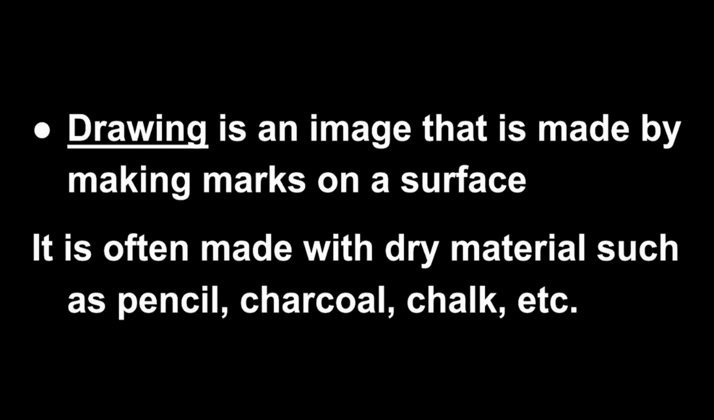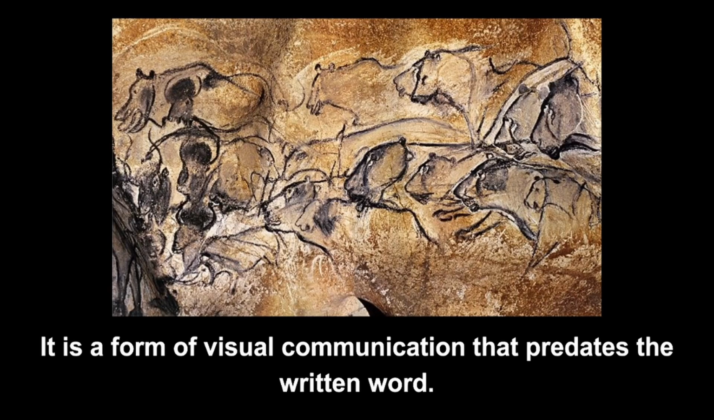Drawing is an image that is made by making a mark on a surface. Now that surface can be a lot of different things. For us, it's probably going to be paper, but it could also be a wall. It could be a human body. It can be tons and tons of different things. And this is often made with a dry material. Painting's made with wet material usually. Drawing's made with dry material, so that's a pencil, charcoal, chalk, those types of things. Drawing's been around forever. It's a form of visual communication that predates the written word.